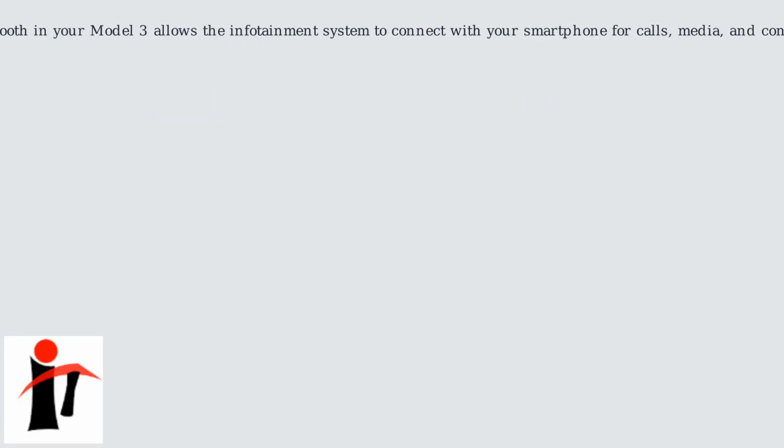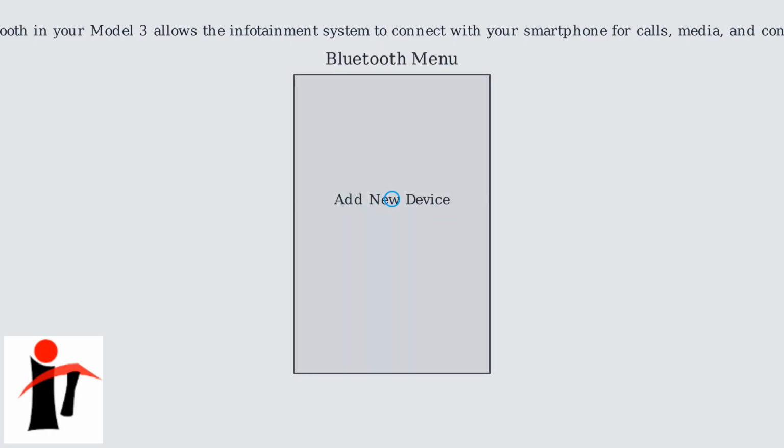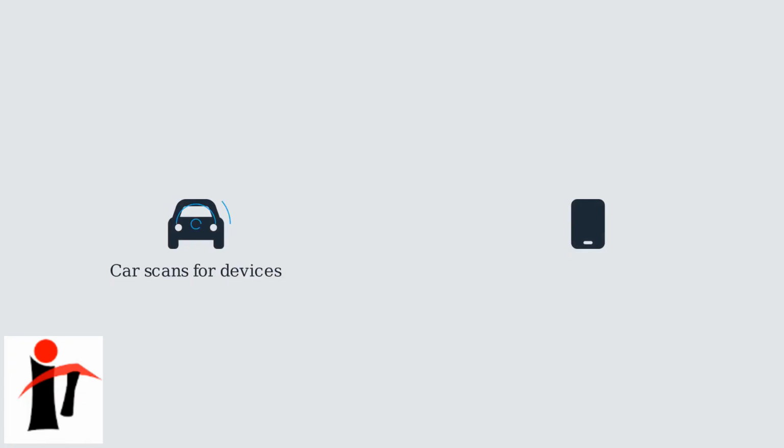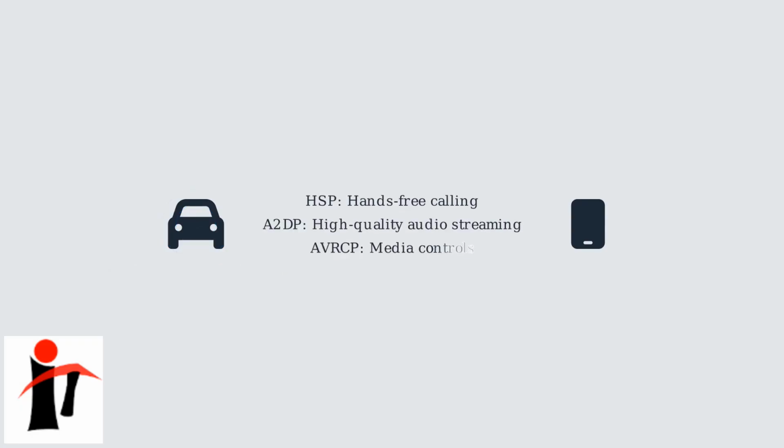Bluetooth in your Model 3 allows the infotainment system to connect with your smartphone for calls, media, and contacts. The car's touchscreen provides a Bluetooth menu where you can pair devices and manage settings. The car scans for compatible devices using wireless signals. This scanning uses Bluetooth protocols like HSP for hands-free calling, A2DP for high-quality audio streaming, and AVRCP for media controls.